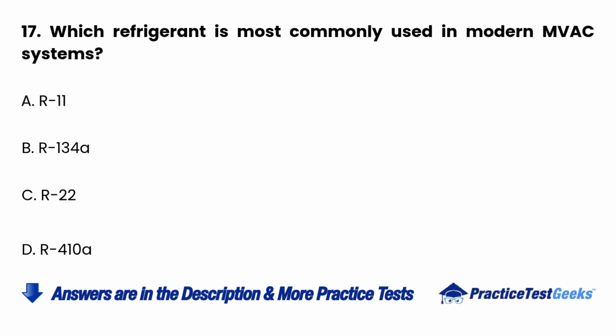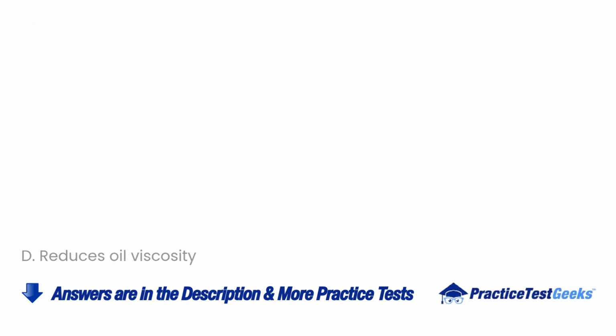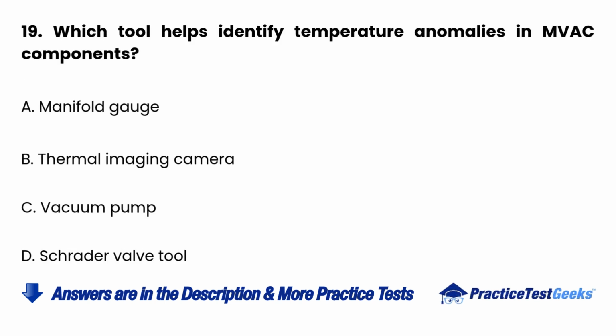A. R11. B. R134A. C. R22. D. R410A. 18. What is the effect of air contamination in an MVAC system? A. Improves cooling. B. Lowers compressor pressure. C. Increases system pressure. D. Reduces oil viscosity. 19. Which tool helps identify temperature anomalies in MVAC components?